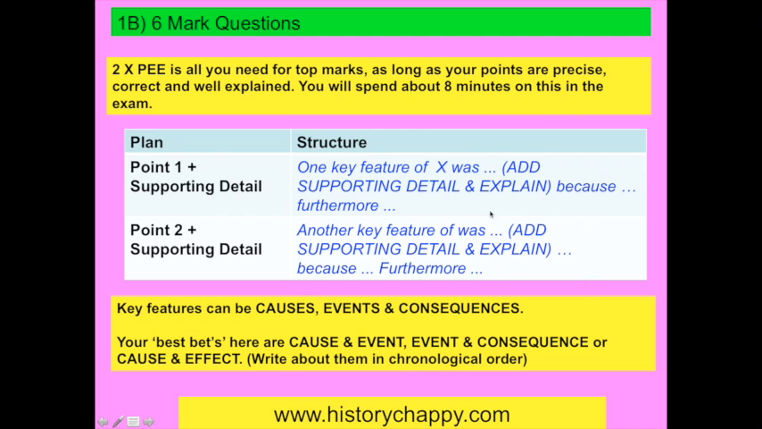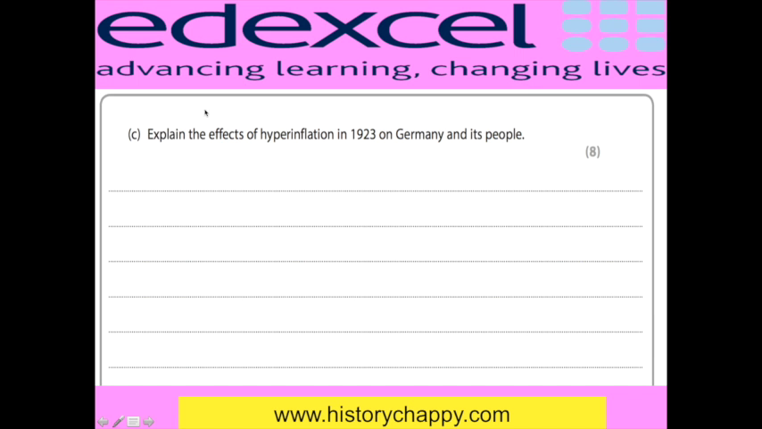You haven't got to link these 2 factors in any way, shape or form. That only comes with the 8 mark questions. So 2 key features in chronological order, and you should harvest the total of 6 marks on that question. Moving on. 1C is always an effects question, so the effect of something.